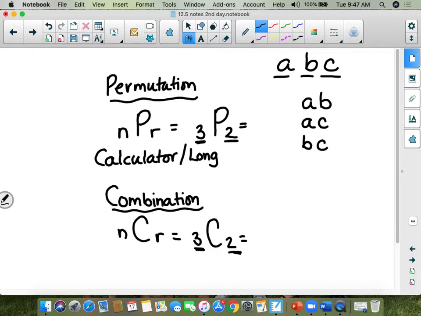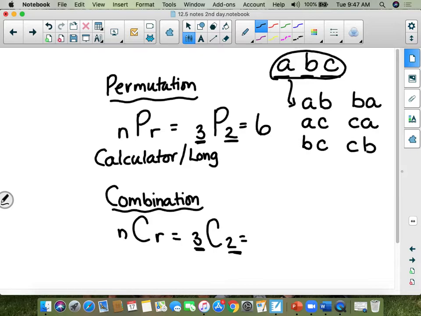I can also rearrange them the opposite way. B and A is another group. C and A is another group. And C and B is another group. Altogether, there are 6 different permutations of taking 3 different things and grouping them in groups of 2.